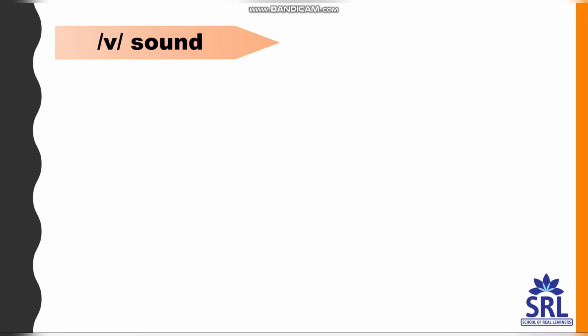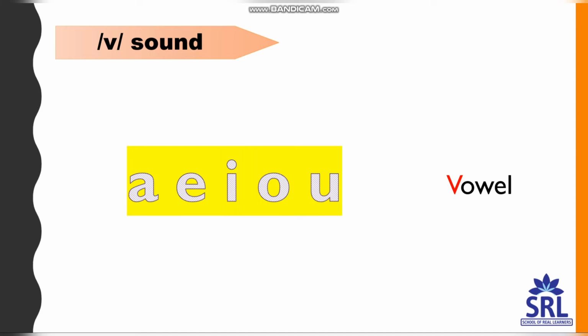The V sound. Vowel. A-E-I-O-U. These are the 5 vowels.